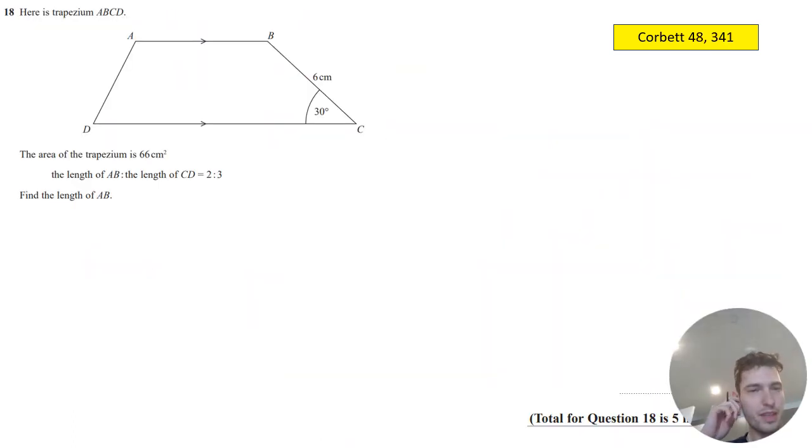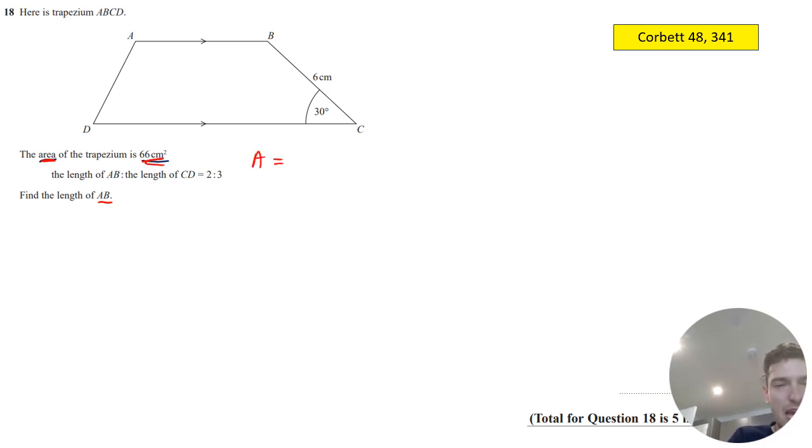Question 18. Here is trapezium ABCD. Okay. It tells me that my area of the trapezium is 66. It also tells me that the length of AB to the length of CD is 2 to 3, and I want to find the length of AB. Other things it's got in the question, I've got the length of BC, which is 6, and also this angle, 30 degrees.